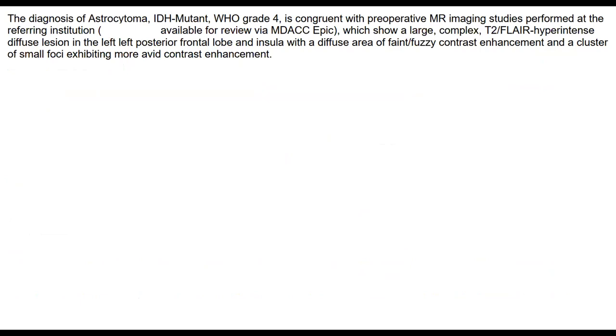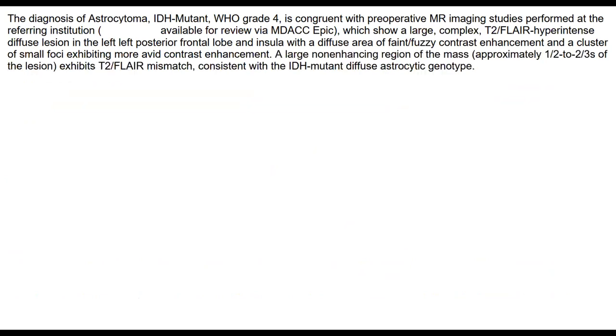All right, diagnosis: IDH mutant grade 4, congruent with preoperative imaging, which showed a large, complex, I would call this a complex form of T2-FLAIR mismatch, yada, yada, yada. It just talks about the enhancement. A large non-enhancing region of the mass. I didn't show you all the cuts, all the planes, which is about a half to two-thirds. Notice the hyphens, one-half to two-thirds, round-to-oval nuclei. Anytime you have that language, you can put in the hyphens.